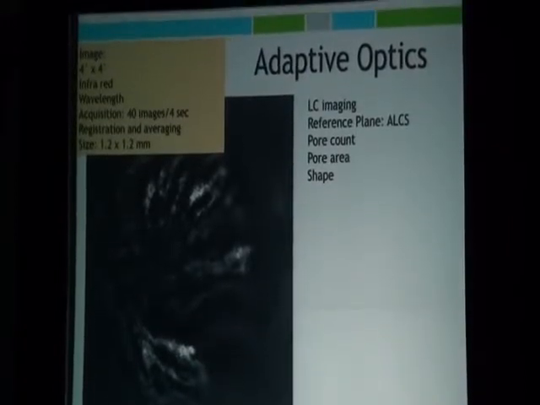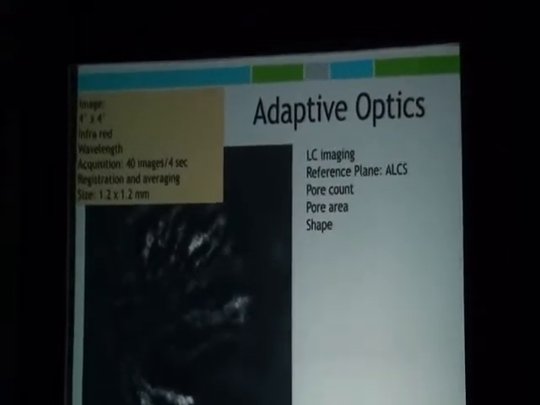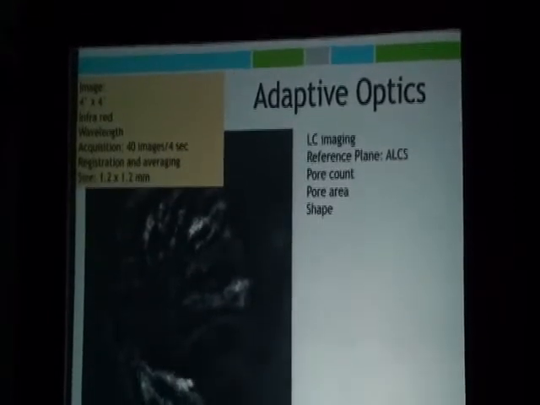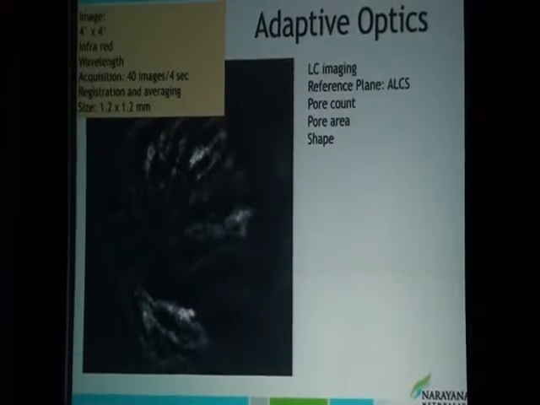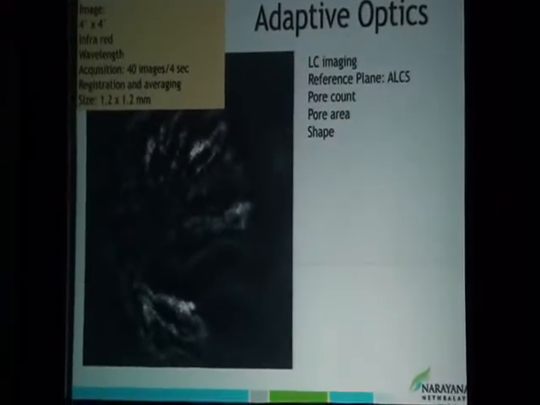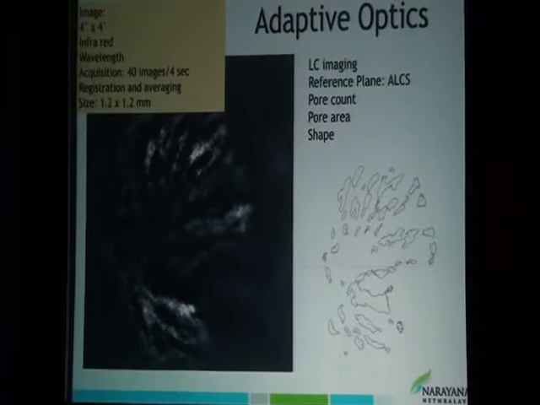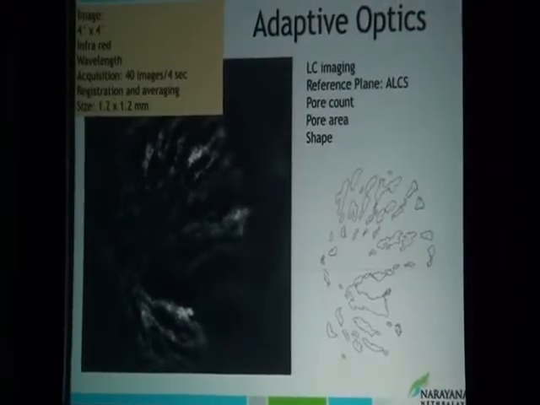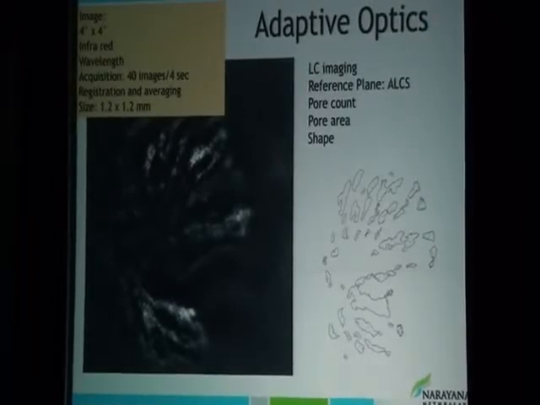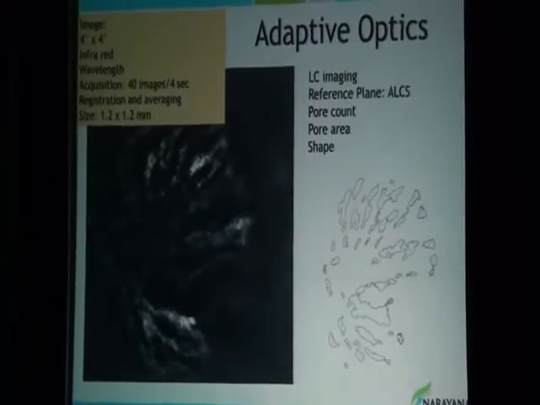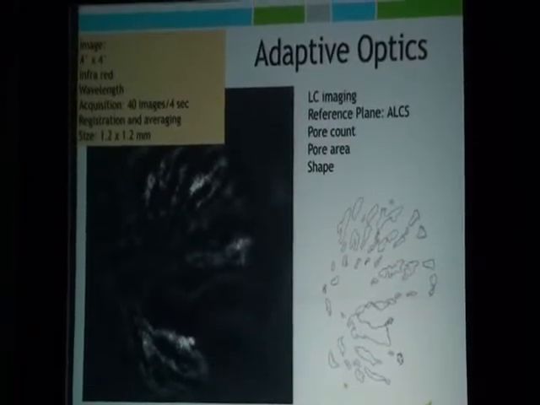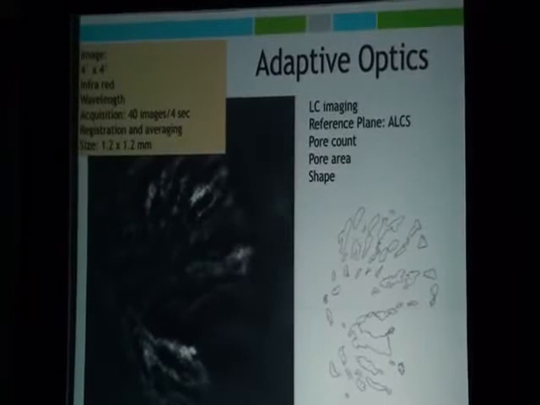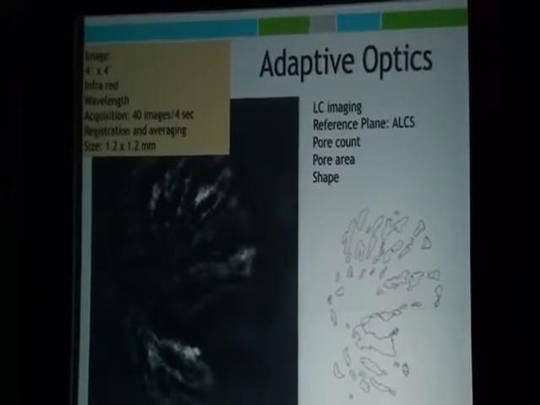So basically, the reference plane is at the level of the anterior lamina cribrosa plate, and then we looked at the pore count, the shape of the pores, the pore area, the spacing between the pores, etc. And what we then did was we used a freely available software called ImageJ, which is a validated software available from the NIH website, and deconstructed the image and looked at the pore area and counted all the pores, and then did some basic analysis.